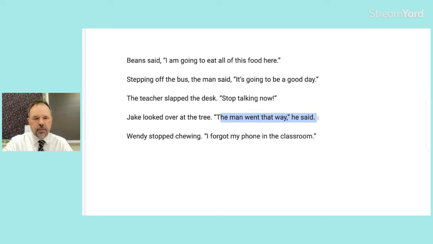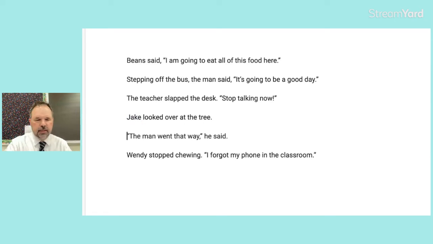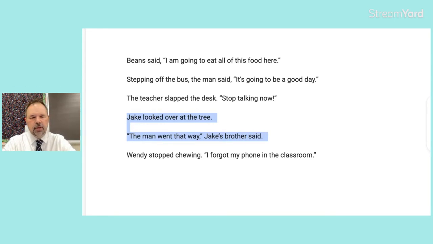I don't do this that often. Maybe to mix it up if I have a lot of dialogue, but I don't like the reader having to figure out who is saying what. But if I have Jake at the beginning here, as long as it's not a different paragraph. So if Jake looked over at the tree, but somebody else is talking, I would have to make it another paragraph. Maybe Jake's brother or sister or whatever. Jake's brother said. So every time you have another person talking, you have to make that a new paragraph.